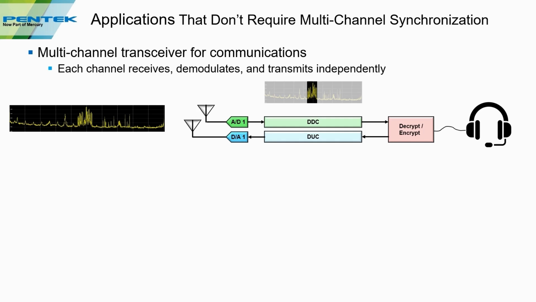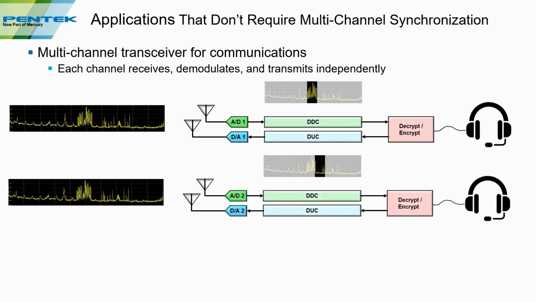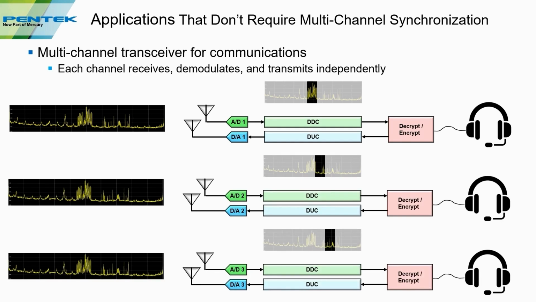Now in this system, there could be multiple channels. There might be another channel listening to a different band, and maybe a third channel listening to yet another band. But in this case, each one of these is really operating independently. So the A to Ds and D to As and the information that you're getting in each one of these cases from that waveform really doesn't need to be synchronized. It doesn't need to be locked together for any reason.